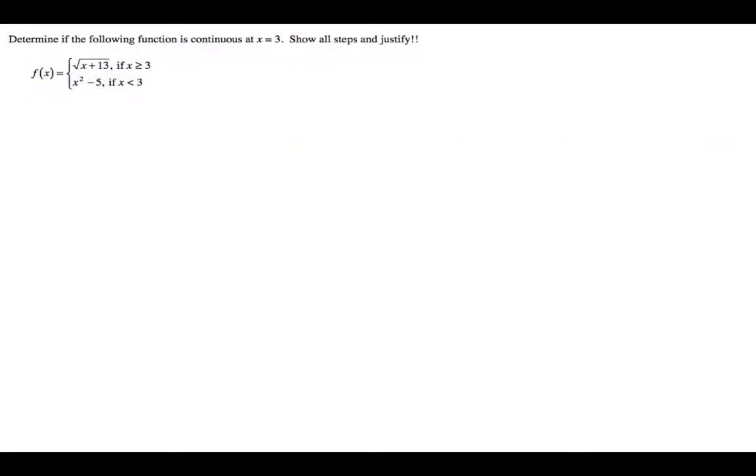Here's a sample of a piecewise function. A piecewise function is a function that's defined in certain parts. For example, this function f of x is defined as the square root of x plus 13 only if x is greater than or equal to 3. And f of x is x squared minus 5, but this one is only if x is less than 3.